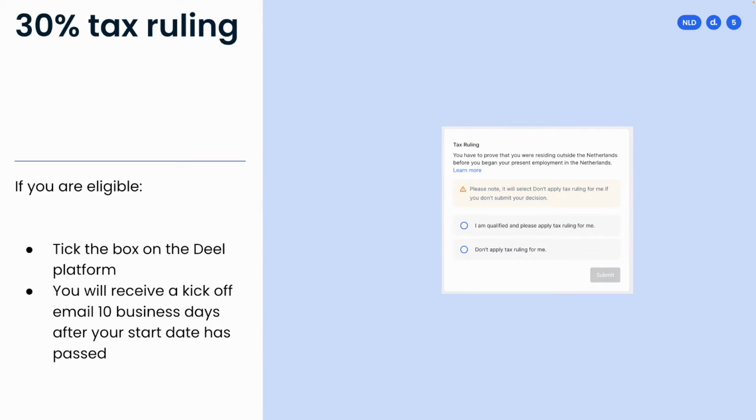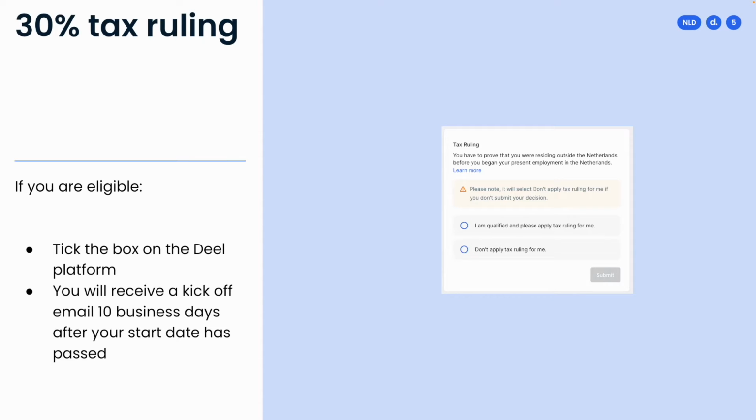A few important key facts of the 30% ruling. It is of your own responsibility to assess yourself towards the eligibility criteria for the ruling. If you think you're eligible, please tick the box on the platform during your onboarding process.